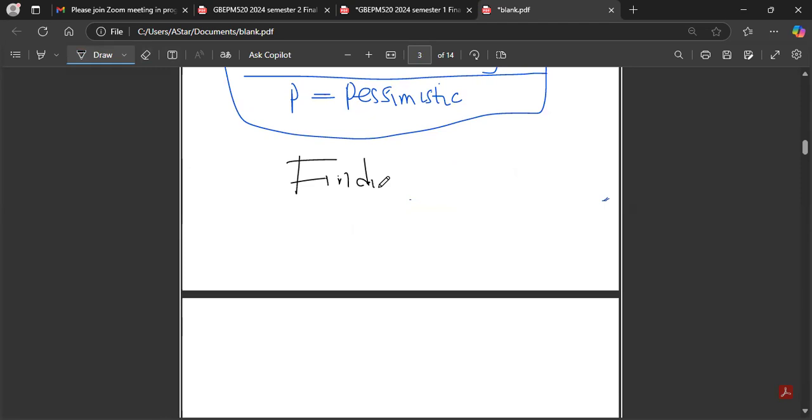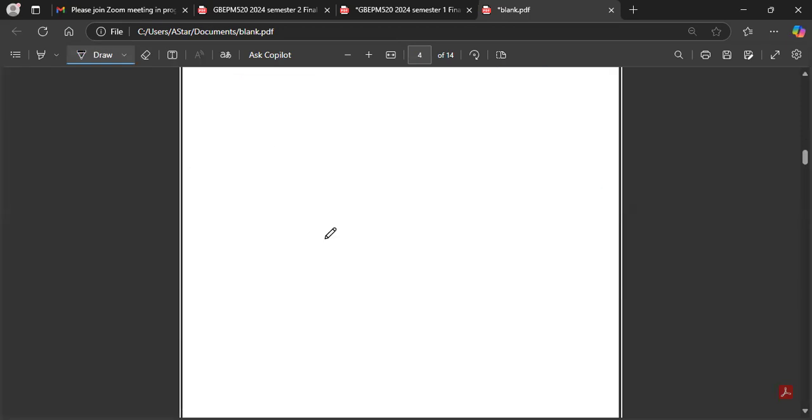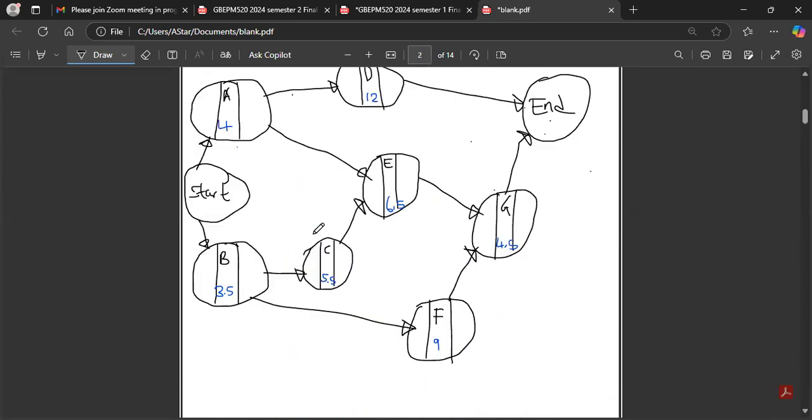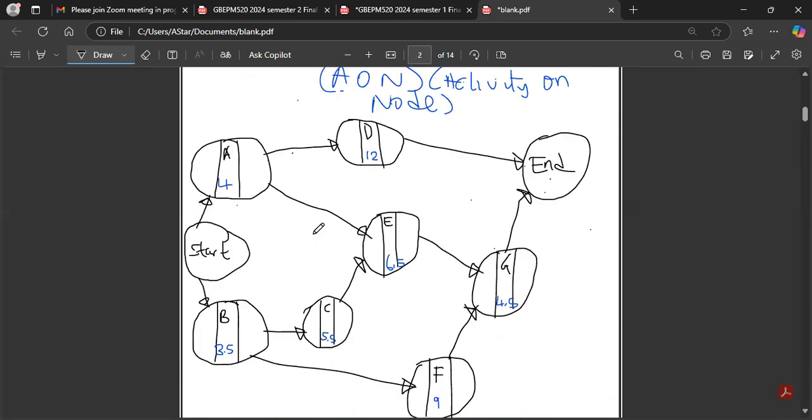So we go for finding the various routes. Are we together? What is the first route? The first route will be A to D to end, right? Then the other one will be A, E, G. Then the other one, B, C, E, G. Correct. The other one will be B, F, G.